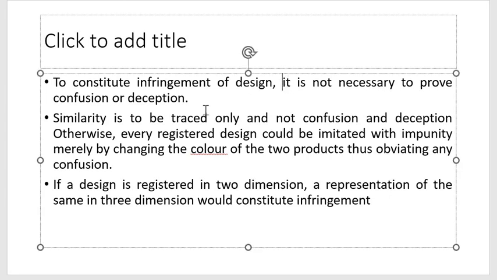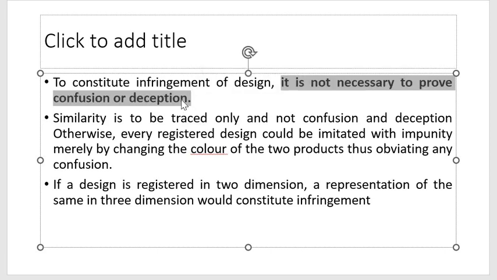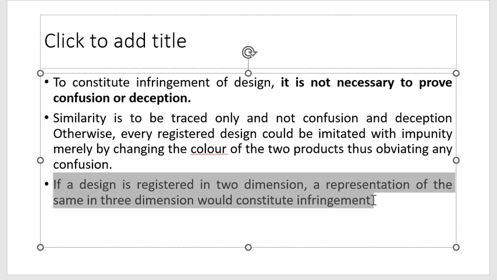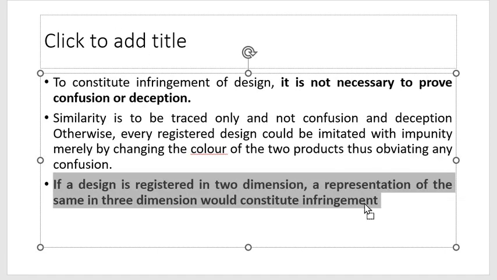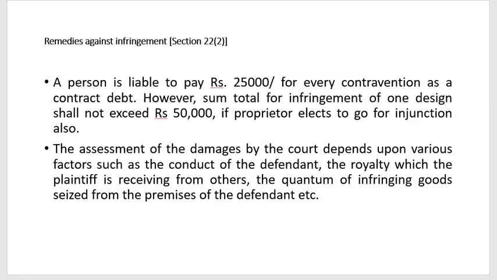And it is not necessary to prove confusion or deception. If it is similar, automatically it will be there, but you need not establish this as an independent criteria, as in trademark, where you need to prove this as an independent criteria. If a design is registered in 2D, representation of the same in 3D would constitute infringement.